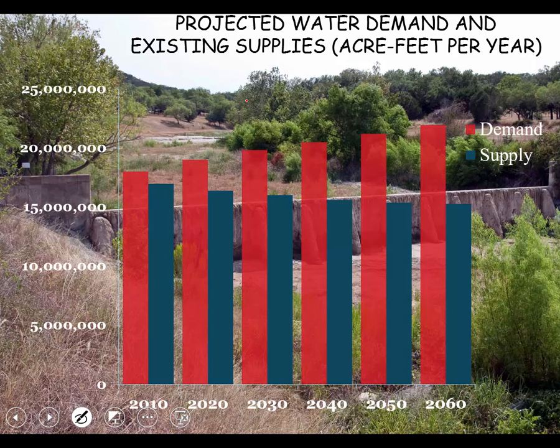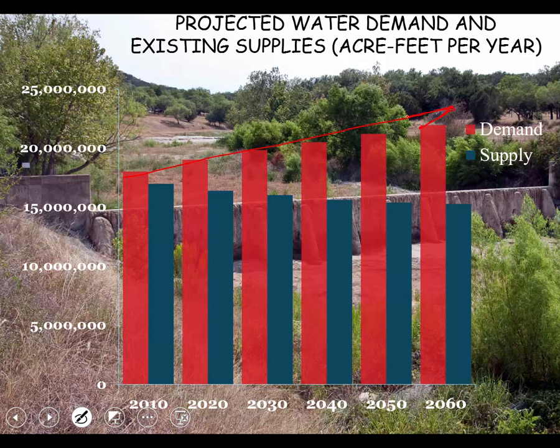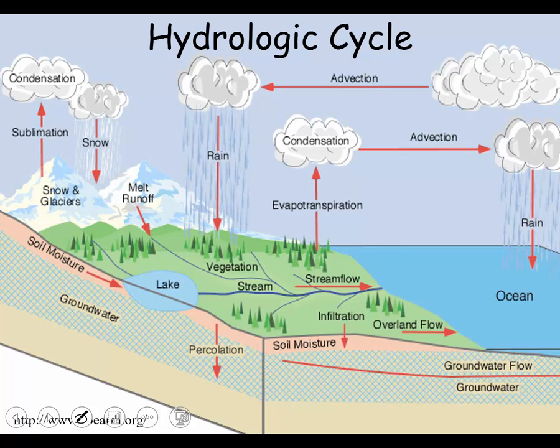This is the demand and this is the supply. So we've got to figure out how to make those two meet. Well, we know about the hydrologic cycle. We've talked about that portion of the rain, in our case, that falls and doesn't run off as surface water, but rather infiltrates into the ground and has the potential for recharging the groundwater.